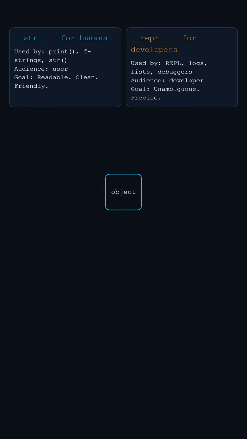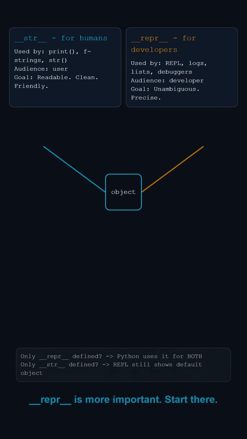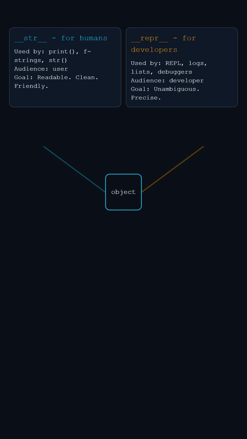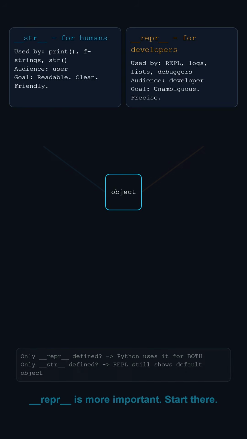Dunder str is what Python calls when you use print or format a string. It is a human-readable representation designed to be readable by people using your application. We have the dunder repr, which is what Python calls in the REPL, in logs, when you inspect a list, when you debug. It's for developers. It's supposed to be unambiguous. Ideally, it should look like valid Python code that you could copy paste and recreate the object.